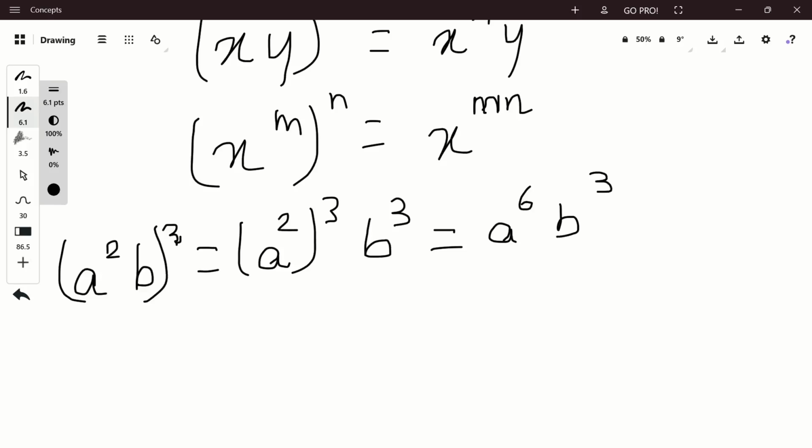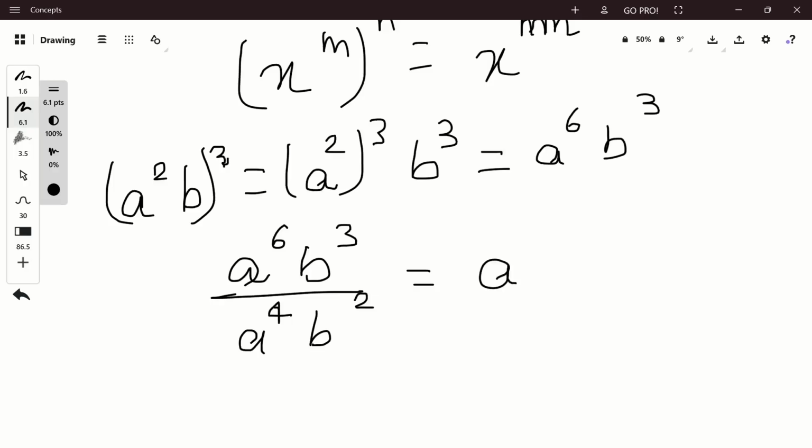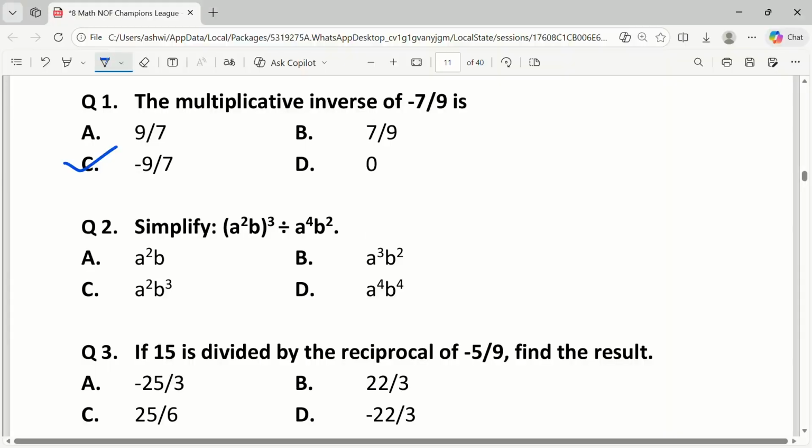Now, rewriting the expression, we have a to the power 6 b to the power 3 upon a to the power 4 b to the power 2, which is equal to a to the power 6 minus 4 and b to the power 3 minus 2, which is equal to a to the power 2 b to the power 1, which is also equal to a to the power 2 b. Comparing with the options, the answer is a square b.